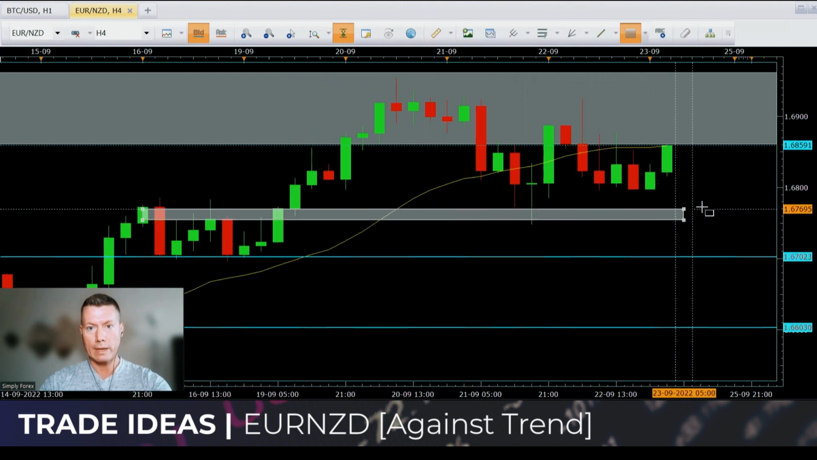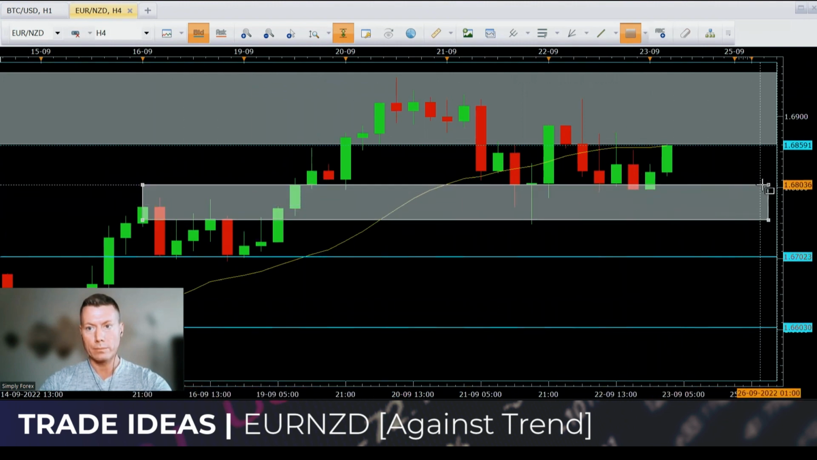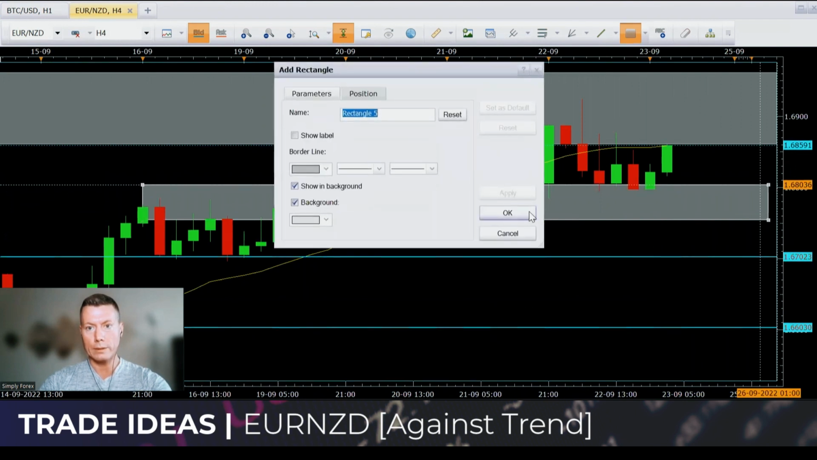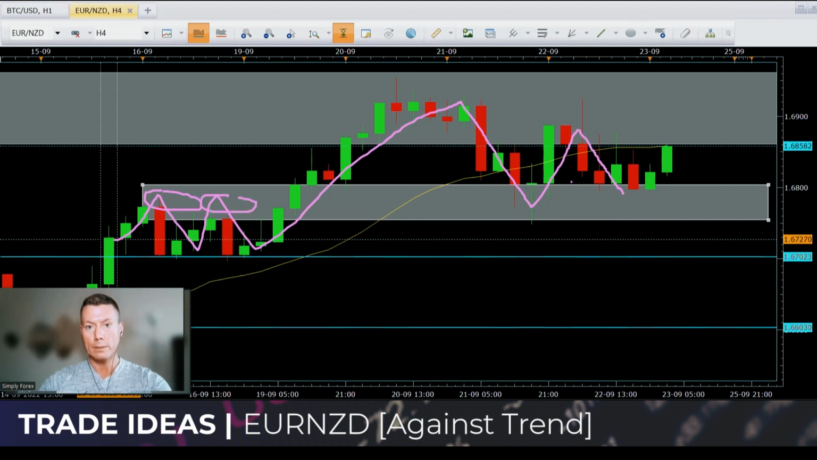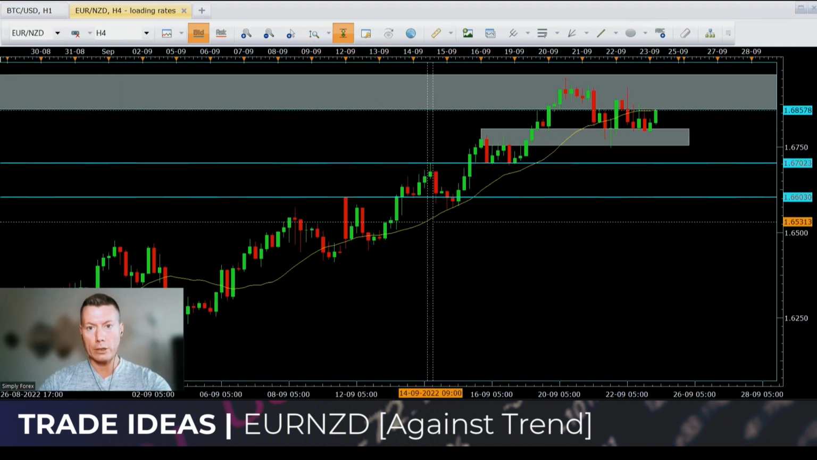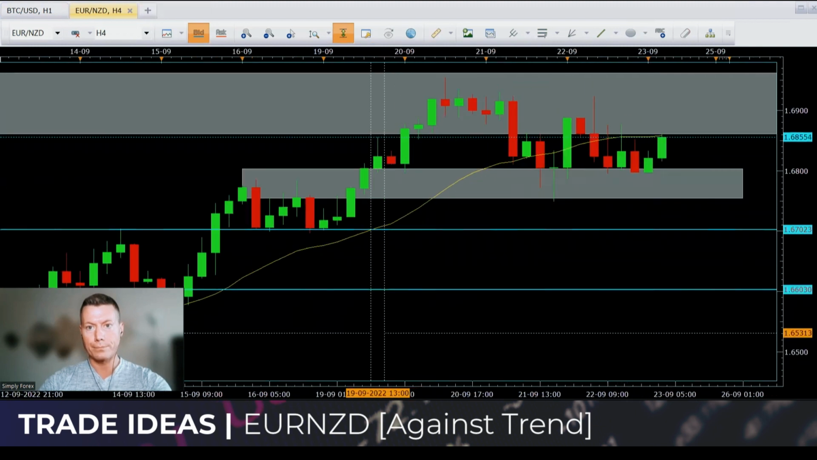Because as you can see, it's reacted at this zone. So let's draw this zone in. Yeah, it was once support over here. Once it broke, it was once resistance over here. Once it broke, it becomes support. All right, so this is now support. Okay, so that zone now I'm seeing on the H4 is important.